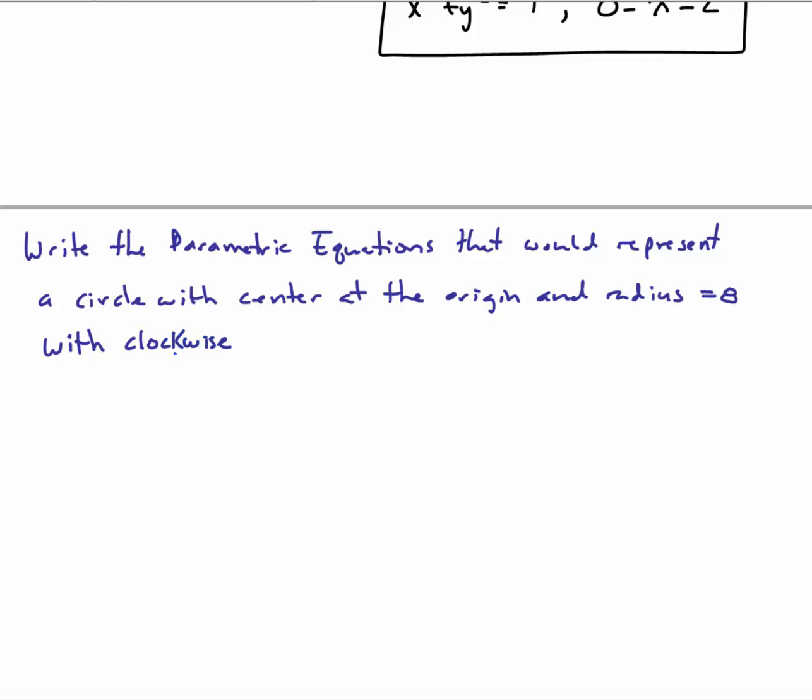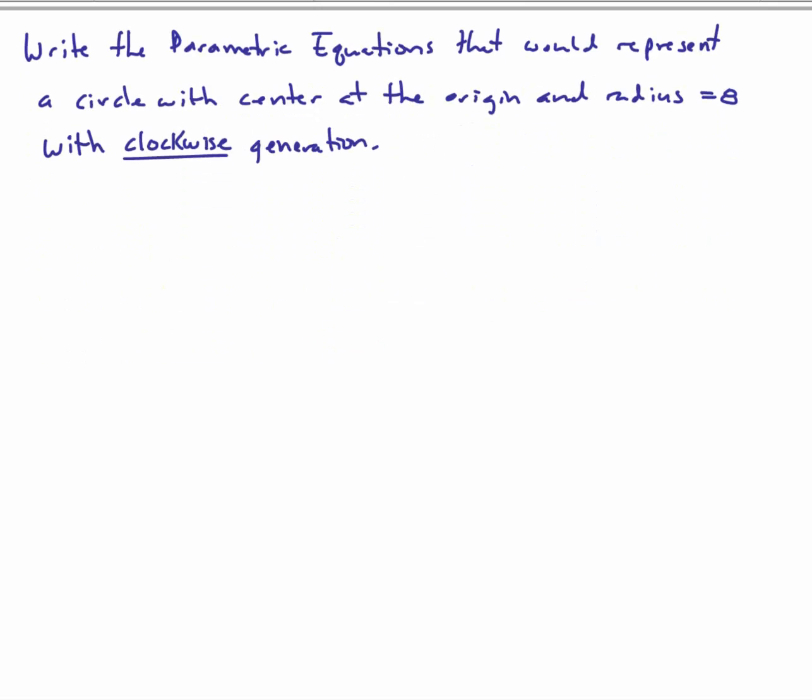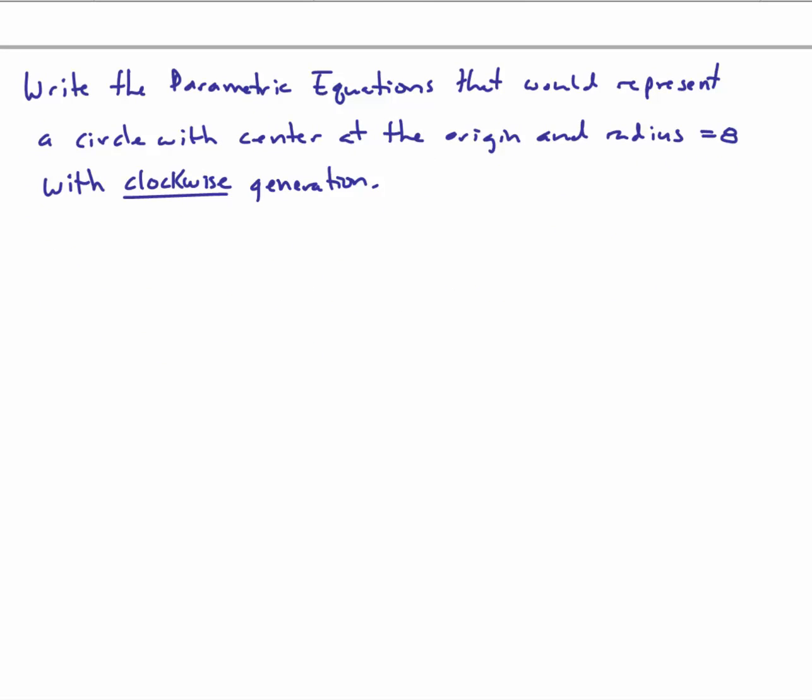So we want this with clockwise generation. That means when we get done and our arrows go in, they'll go clockwise. Okay, so if we talk about a center, we know the general form for a circle is x minus h quantity squared plus y minus k quantity squared is equal to r squared.